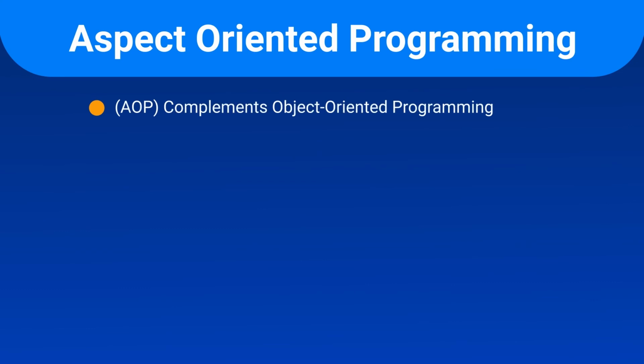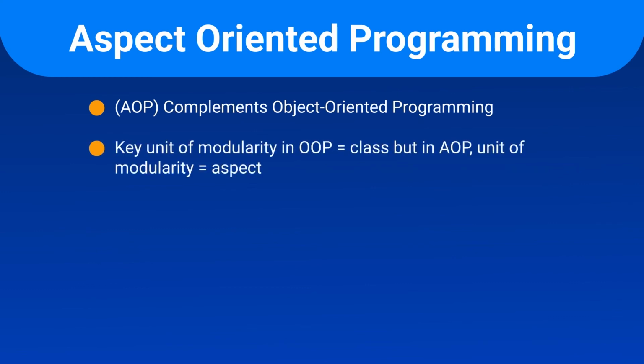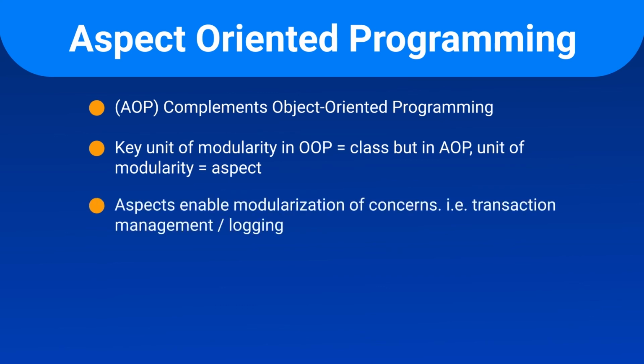Aspect-oriented programming, also known as AOP, complements object-oriented programming by providing another way of thinking about program structure. The key unit of modularity in object-oriented programming is the class, whereas with AOP, the unit of modularity is the aspect. Aspects enable the modularization of concerns such as transaction management or logging that cut across multiple types and objects. These types of concerns are often termed cross-cutting concerns in AOP.